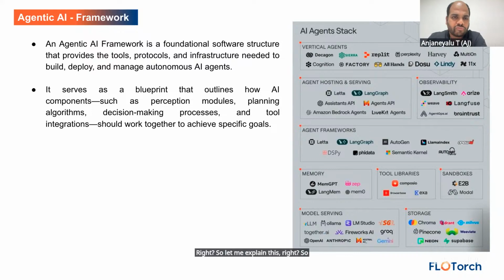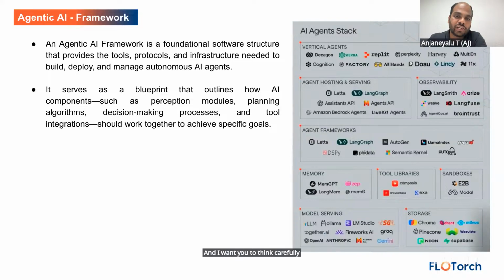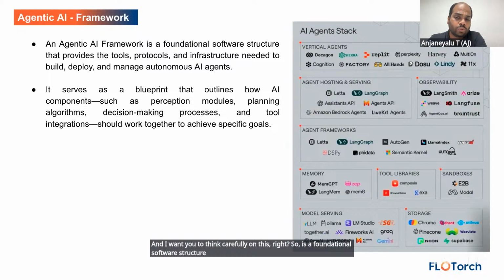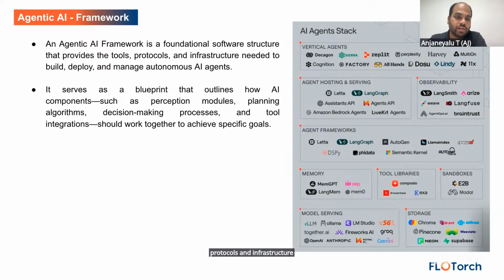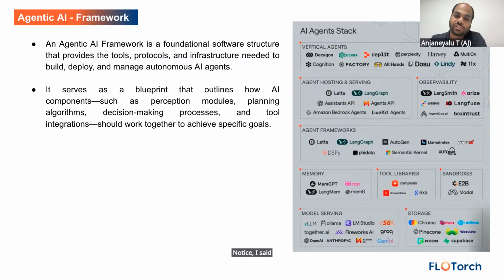So let me explain this. When we talk about an agentic AI framework, and I want you to think carefully on this, it is a foundational software structure that provides the tools, protocols, and infrastructure needed to build, deploy, and manage autonomous agents, right? Notice I said foundational structure. Not just a library or a tool, it's the entire foundation that your agents will actually run on. That's the reason it becomes very, very important for us to understand.